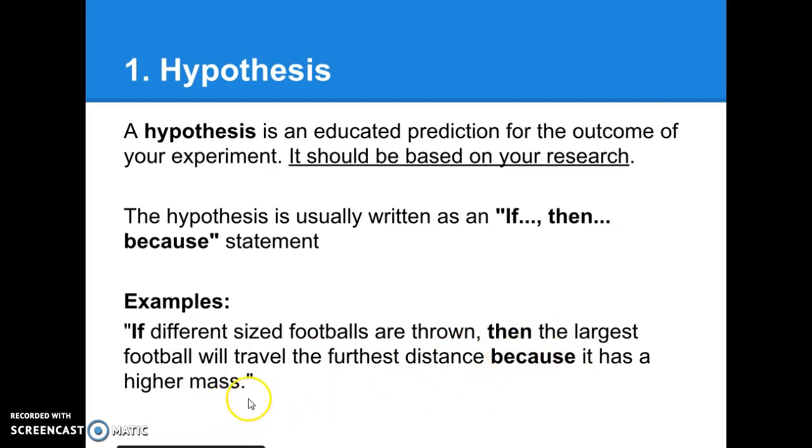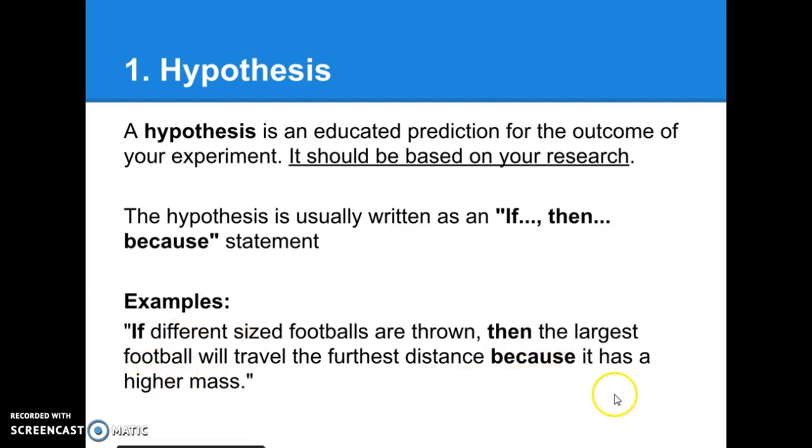So when you write a hypothesis, the if part of this statement is if I do this. So in this experiment, what are they doing? They're going to be throwing different sized footballs. Okay, it's what they're doing. The then is what you think is going to happen. So if they throw different sized footballs, then they think the largest one will travel the furthest distance. So the then part of your statement is a guess of what you think is going to happen. And then the because part of the statement supports your guess: because it has a higher mass.